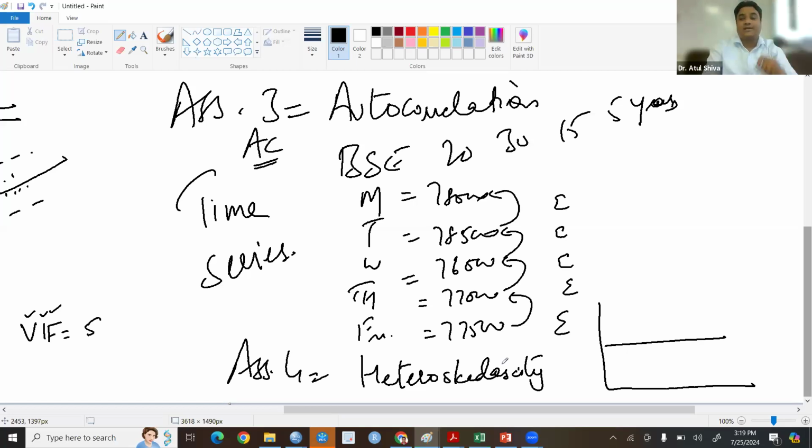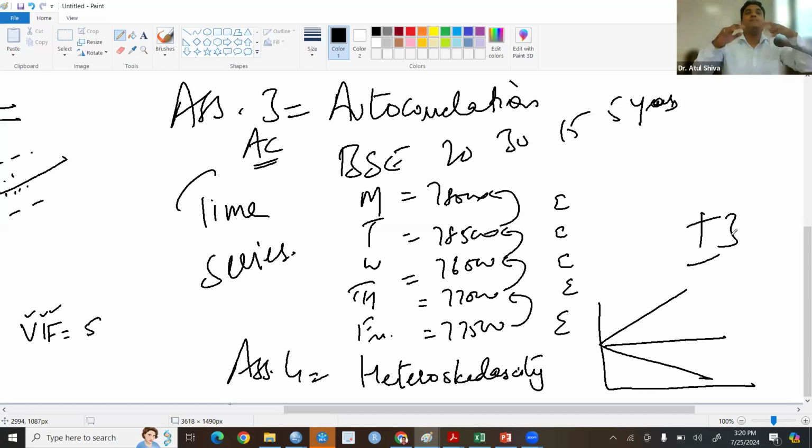If the residual is volatile, the variance should be 0. If it behaves like this, that means something is there in the residual which I have not collected as an independent variable, and I have missed some important variables. My error should be a dead error. Variance should be minimum. Plus minus 3 standard deviation is the maximum tolerance limit. If it goes beyond plus minus 3 limits, then there is a problem of heteroscedasticity.